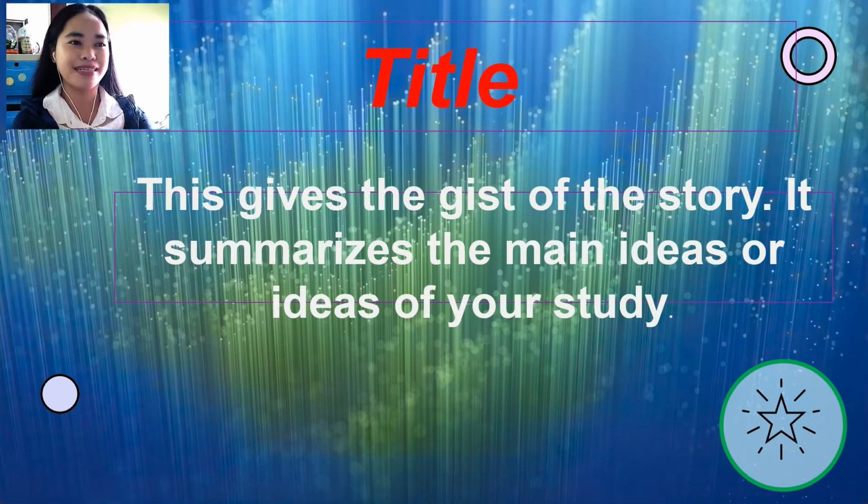First on our list is the title. It's very easy when we say title. This gives the gist of the story or the main idea of the thing that we're going to read. To give us an example, the title of this module is textual element. So definitely when you see that, it will give you a hint that the module is all about textual aids.